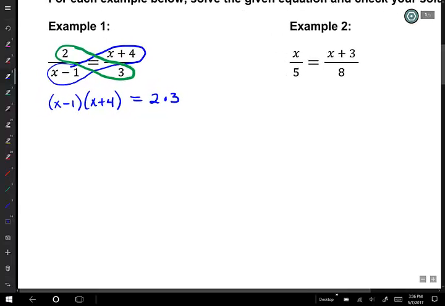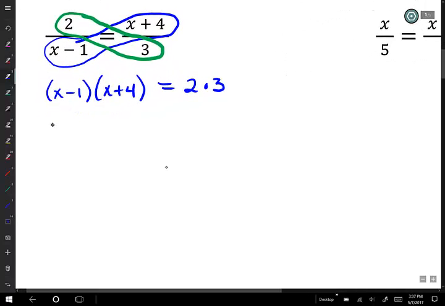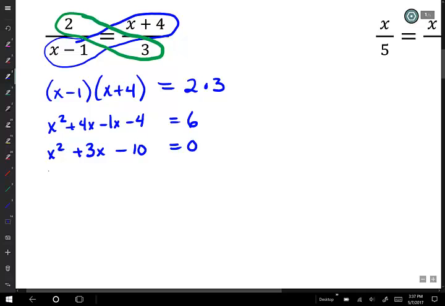We're going to distribute our left-hand side and get x squared plus 4x minus 1x minus 4 equals 6. Let's set it all equal to 0. Bring the 6 over and have x squared plus 3x minus 10 equals 0. Let's factor that to x plus 5 and x minus 2. And then let's solve each of those and get negative 5 and positive 2.